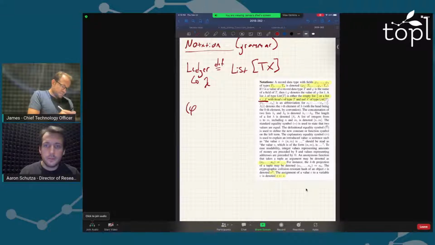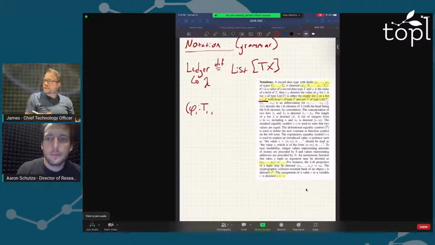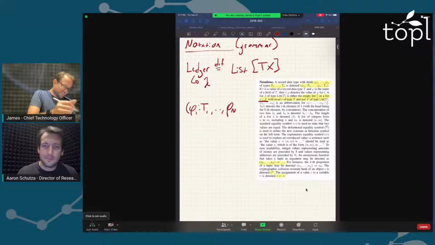Phi, I think that is phi, right? I always forget phi versus psi. Psi is the pitchforky thing. Psi is a pitchfork. They use little lowercase n. So lowercase n of type t to the n.